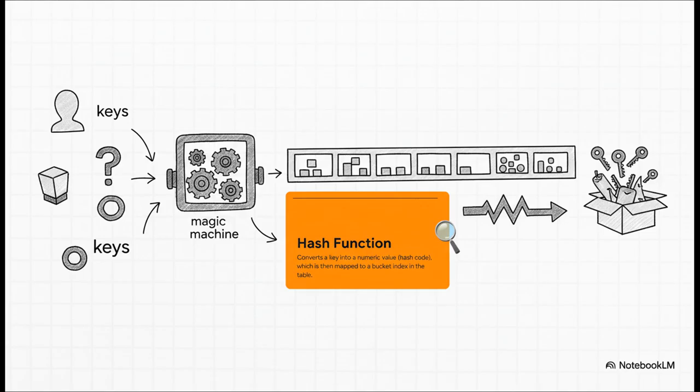So you see, everything hinges on this magic machine, the hash function. Its entire job is to take any key, it could be a name, a number, whatever, and predictably turn it into an index for our shelf of boxes. A really good hash function spreads all the items out nice and evenly across the boxes. But what happens when it's not so perfect?